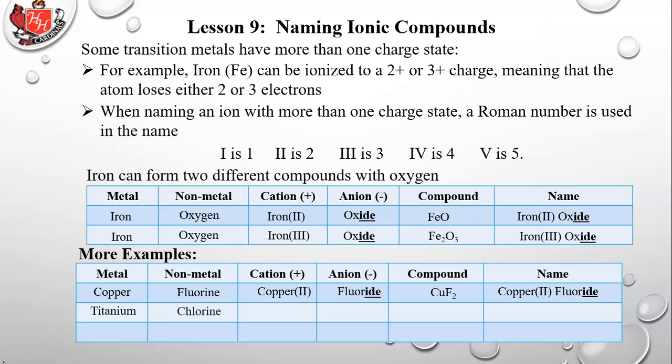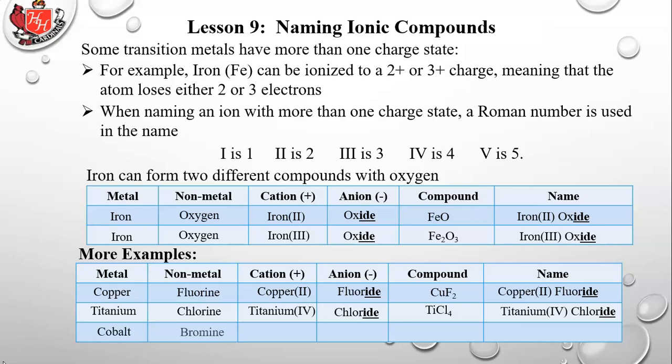Titanium, chlorine, titanium 4, we're going to be dealing with here. And chlorine only has one charge, that's a -1. So you're going to need 4 of the chlorides to match up with the 1 titanium. So that's going to be titanium 4 chloride.